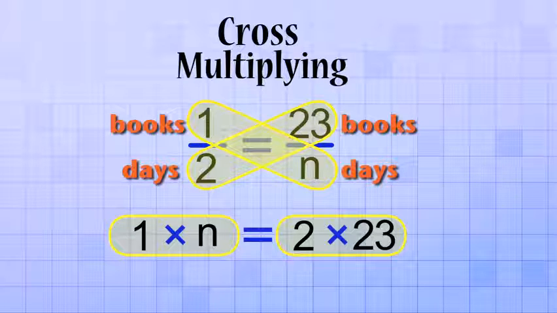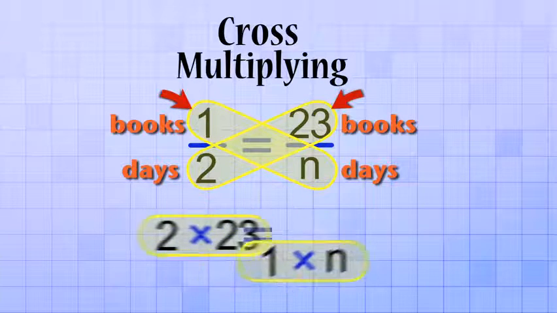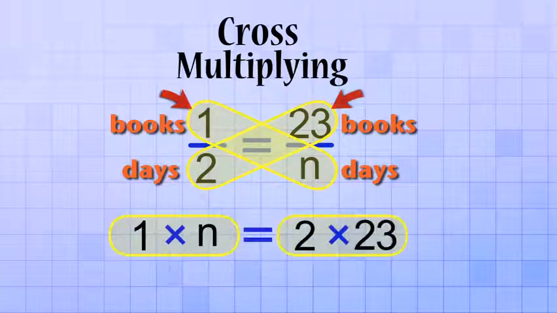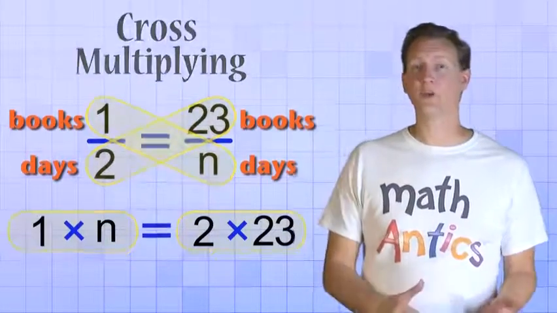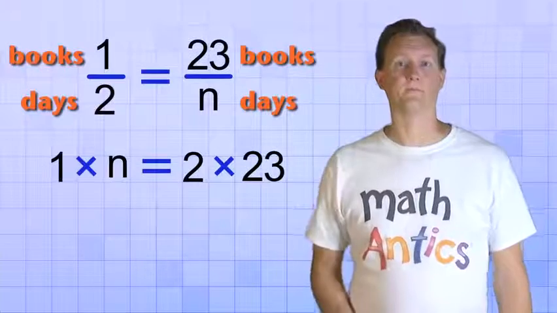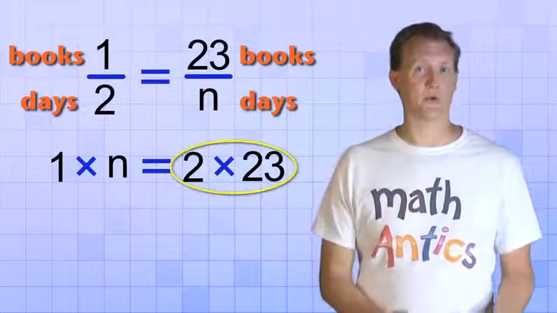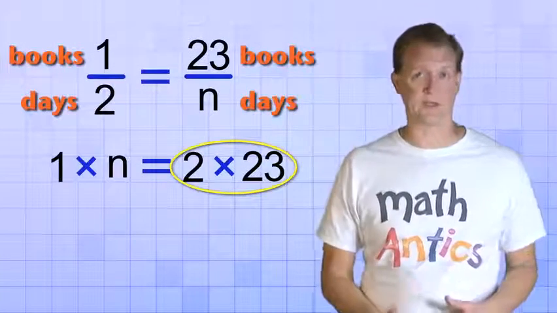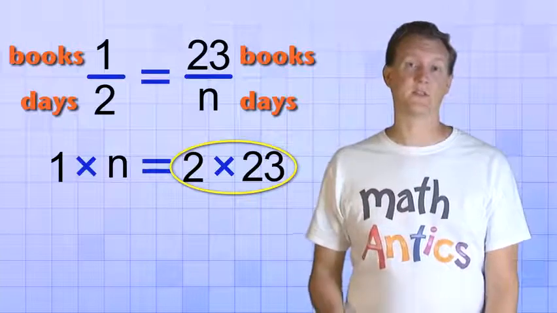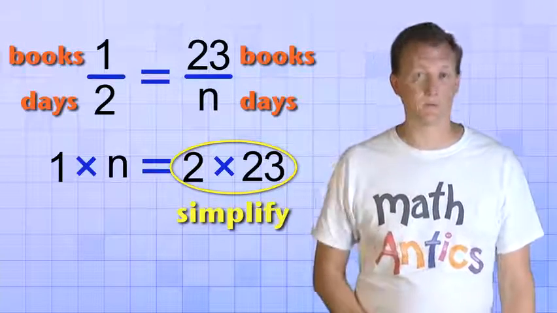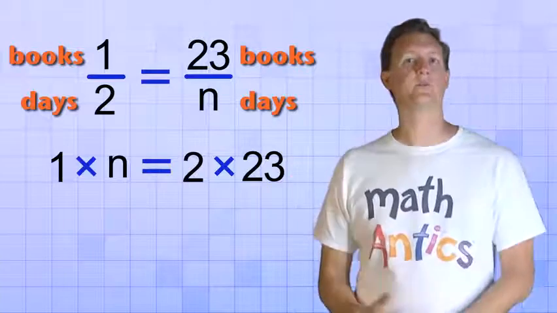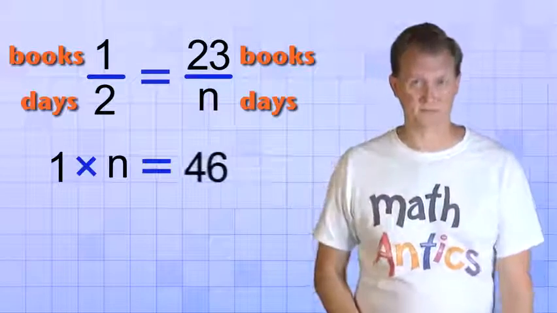Oh, and as long as you follow the crisscross guides, it doesn't matter which pair goes on which side. Okay, so our proportion has been rearranged. Now what? Well, on one side of the new equation, we have two numbers being multiplied together. The next step is to go ahead and simplify by doing that multiplication. 2 times 23 equals 46.